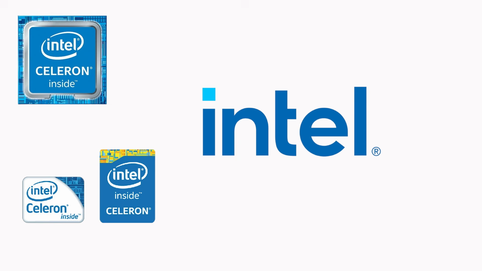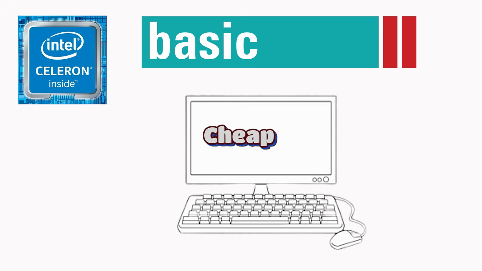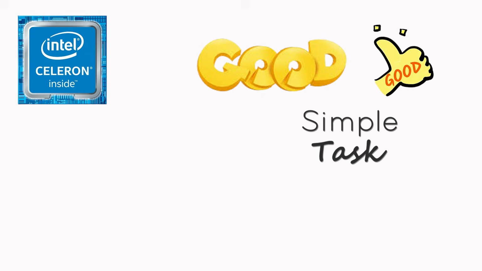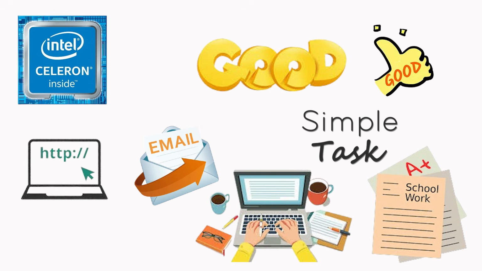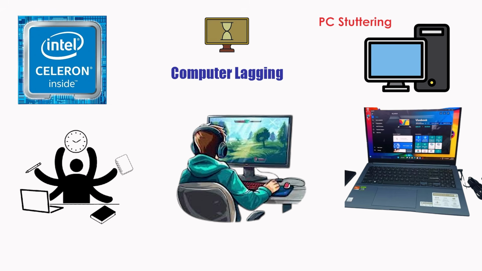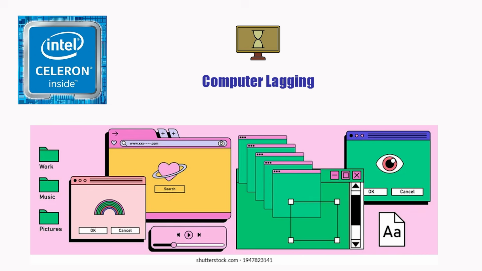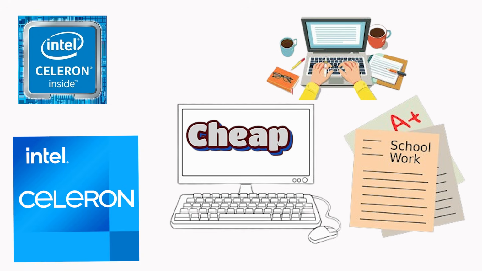Celeron is Intel's lowest tier and cheapest processor. It is made for very basic computers. This Intel processor is good for simple tasks like browsing the web, sending emails, typing documents, and basic school work. If you want to use it for multitasking, gaming, or heavy apps, it is very slow. Opening many tabs can also make your computer lag. Celeron is best for very cheap PCs, schools, and basic office systems.